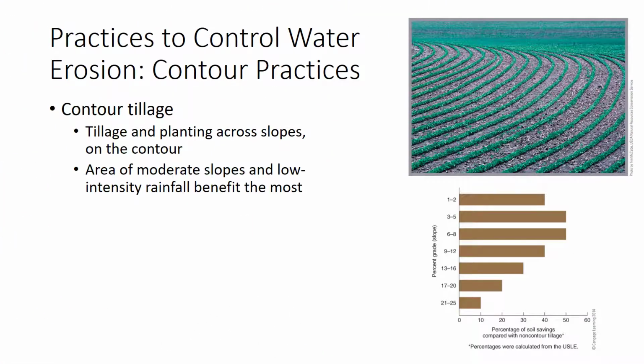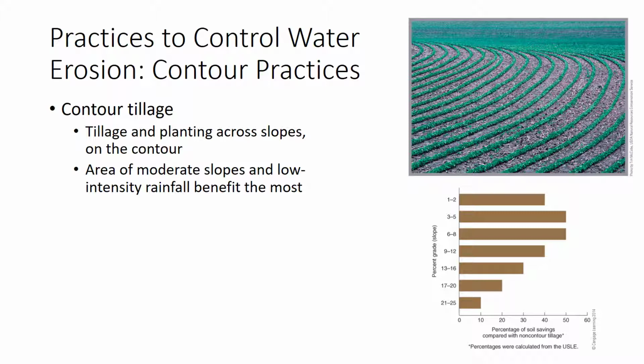Contour practices include tillage and planting across slopes on the contour rather than up and down slopes. A contour is an imaginary line across the slope that remains at constant elevation. Water runs downhill perpendicular to these contour lines, so these practices prevent or impede that flow. Rainfall ponds behind the small ridges created by tillage, providing more time for water to infiltrate and impeding downhill flow.